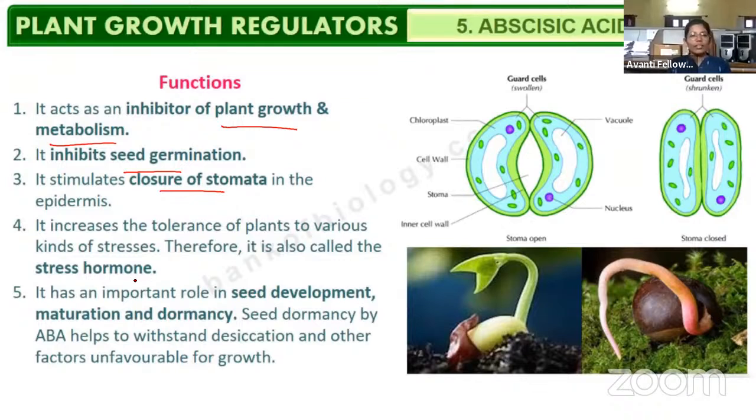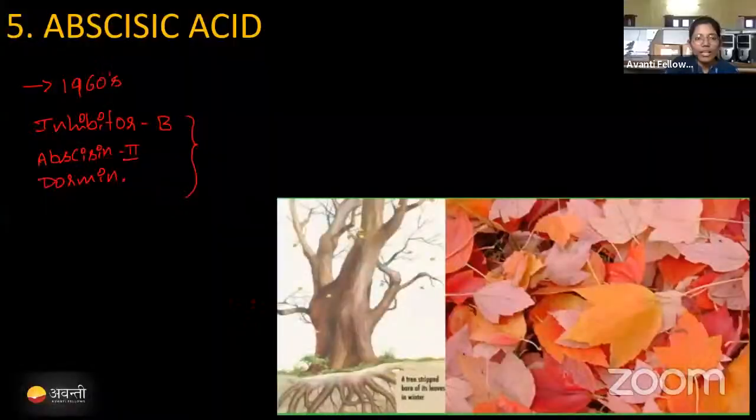This abscisic acid is called a stress hormone because it increases the tolerance of a plant to various kinds of stress, like any kind of abiotic stress. That tolerance is increased only by this stress hormone called abscisic acid. Seed dormancy and bud dormancy are also going to happen by the abscisic acid. Is it clear? This is about the abscisic acid.